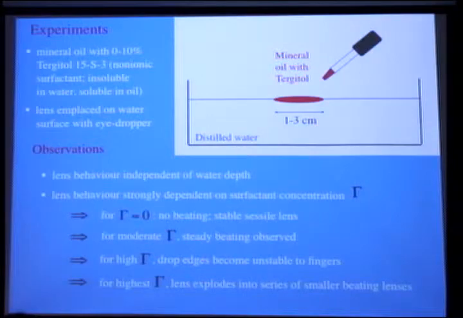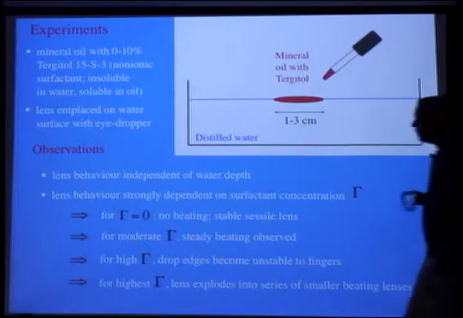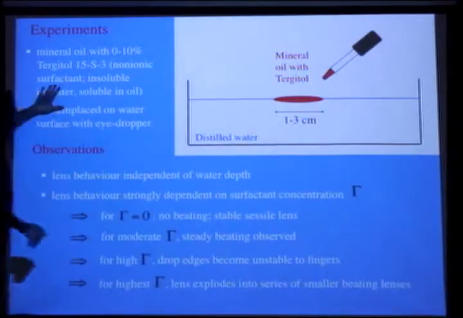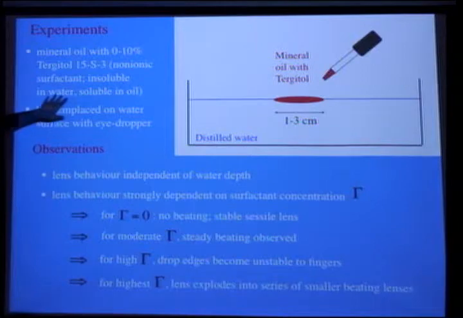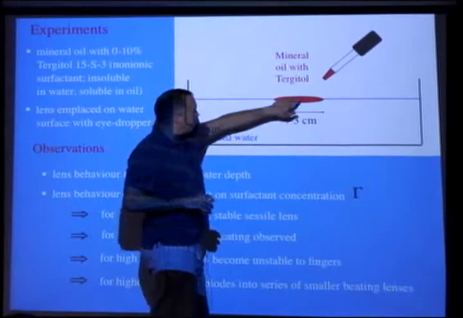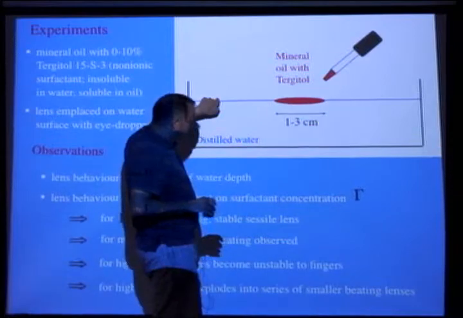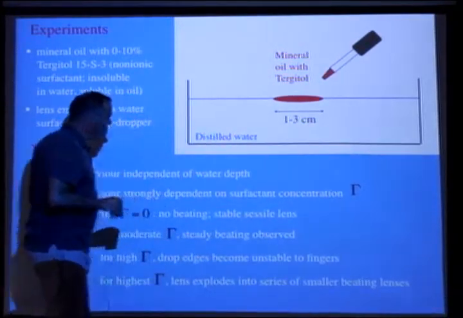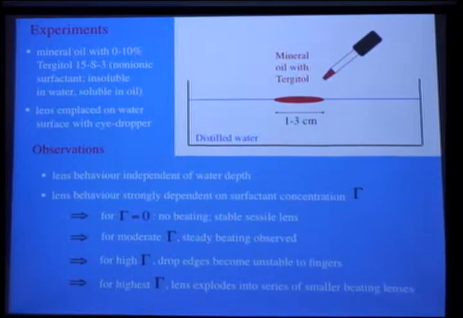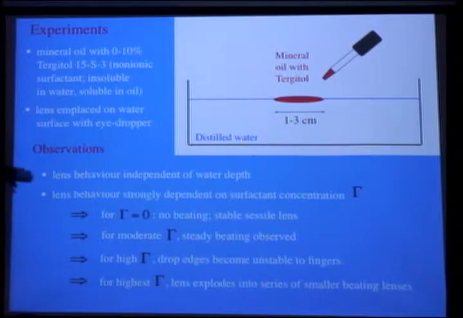All right, so the experiment. Again, I was shown this problem. I said, okay, let's really take a look at it. What's going on here? We looked at mineral oil with a non-ionic surfactant which is insoluble in water, so it never goes in there. The surfactant which is in the drop either stays in the drop or can go to the surface, and so we think things are not so bad. We put the thing on the surface with an eyedropper.